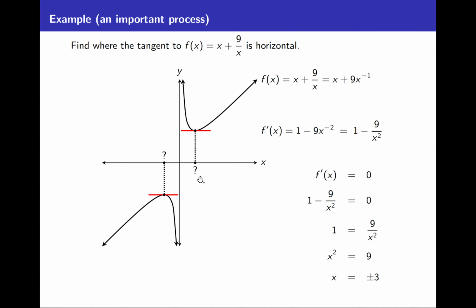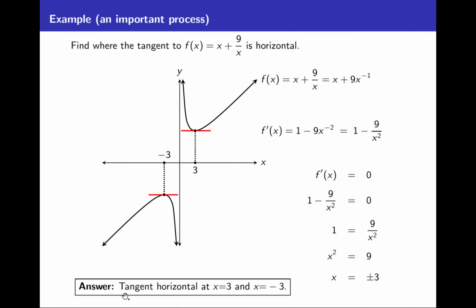So the answer to our question is x equals 3, or negative 3, would make the tangent line to the graph of the function horizontal, as we see here. Answer: tangent is horizontal at x equals 3 and x equals minus 3.